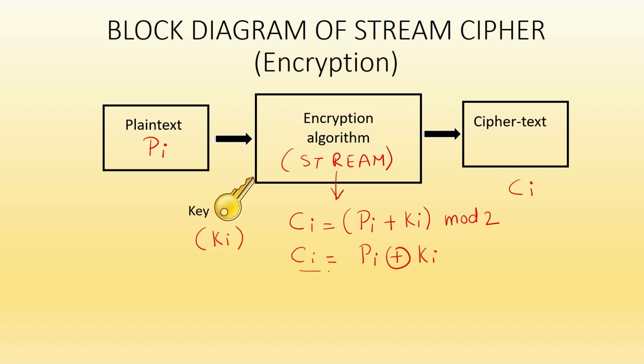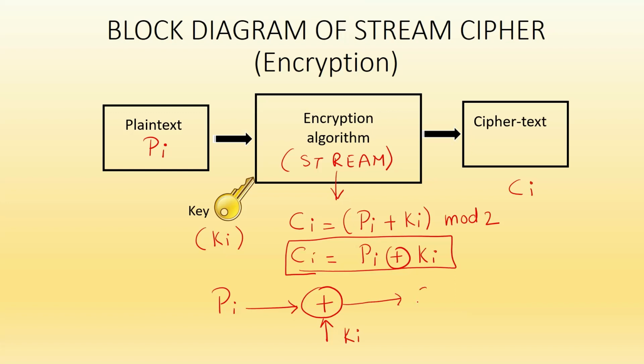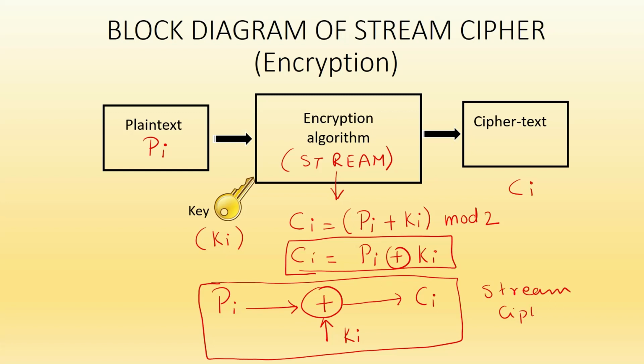Therefore, how can I represent this in the form of a block diagram? I take the ith bit of plain text, give this ith bit to a XOR gate. The XOR gate also uses the key, which is the ith bit of the key, and generates the ith bit of the ciphertext. So this particular block diagram represents the block diagram for stream cipher encryption process.